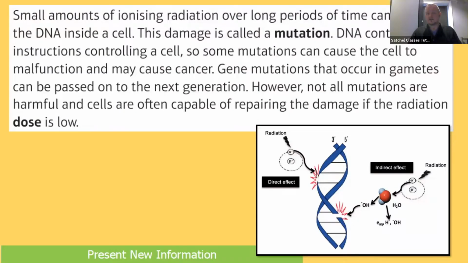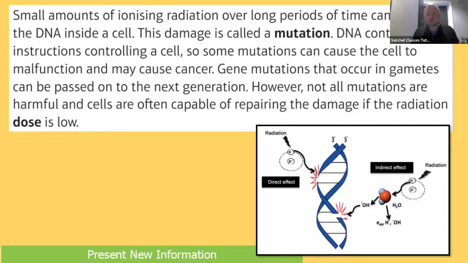Small amounts of ionizing radiation over long periods of time can damage the DNA inside a cell. Now, from biology, going back to your GCSE, this is a mutation. The damage is caused when the DNA, the molecule which controls the instructions that control a cell, is damaged, and that mutation causes the cell to malfunction, and this then can lead to cancer. Gene mutations that occur in gametes, that's your sperm and your egg cells or sex cells, can be passed on to the next generation through reproduction.